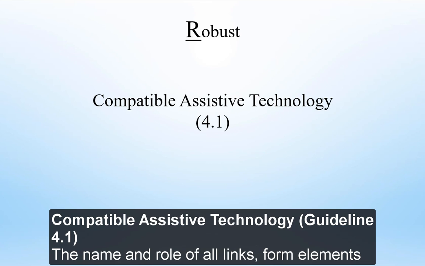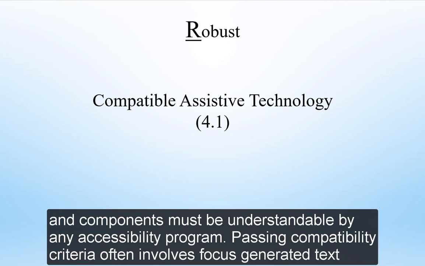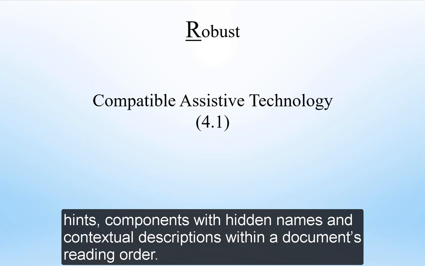Compatible assistive technology, Guideline 4.1. The name and role of all links, form elements, and components must be understandable by any accessibility program. Passing compatibility criteria often involves focus-generated text hints, components with hidden names, and contextual descriptions within a document's reading order.